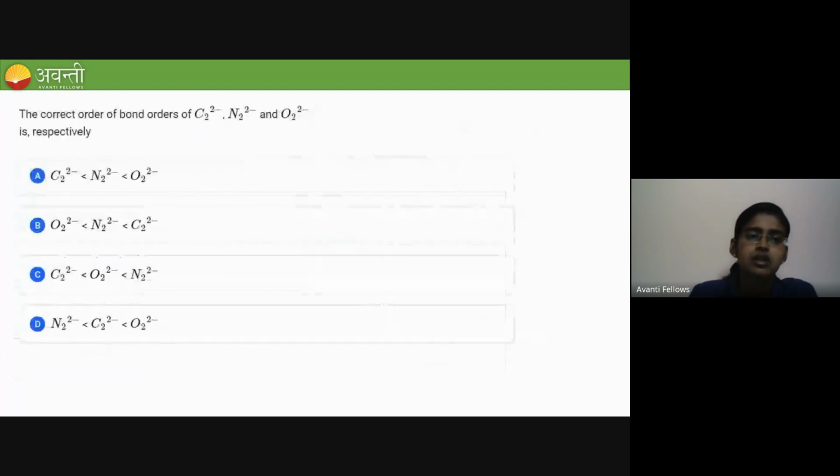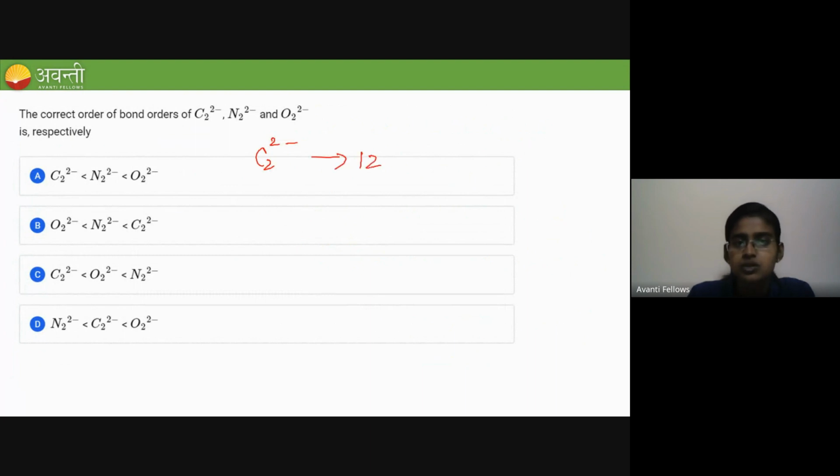So very easy questions are asked from molecular orbital theory using the bond order concept for both JEE and NEET. Okay, concentrate more on it. Now the correct order of bond orders of the given 3 ions, C2 2 minus. C2 means it is 6 plus 6, so 12 plus 2 is 14. If it is 14, bond order is 3.